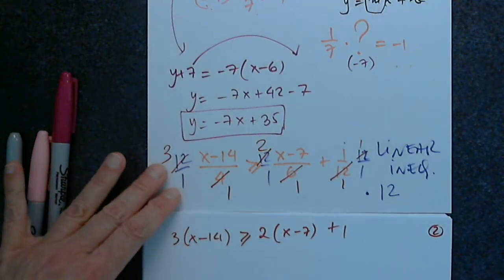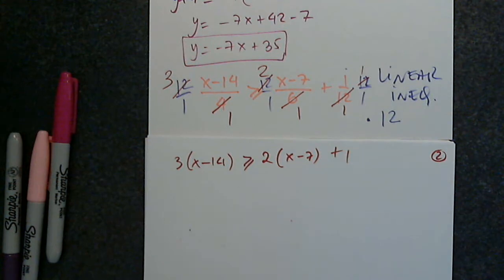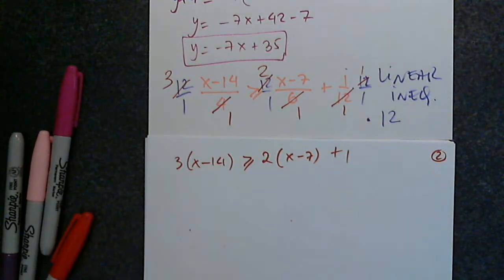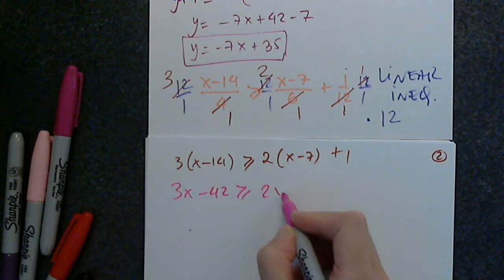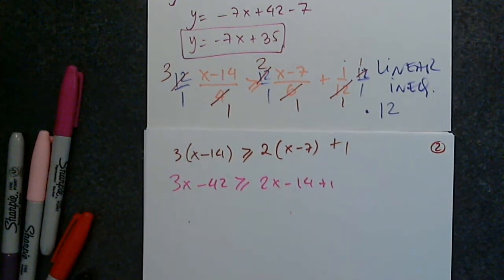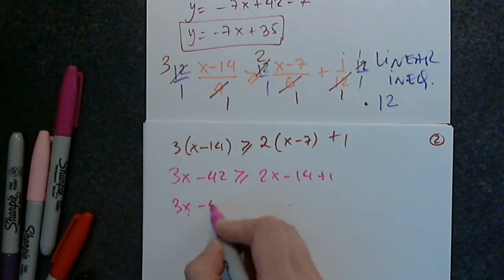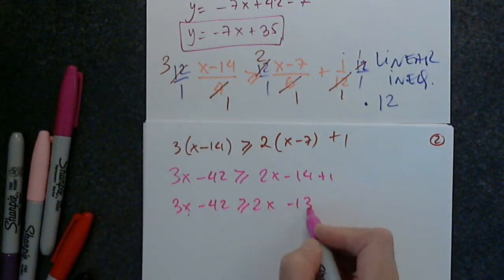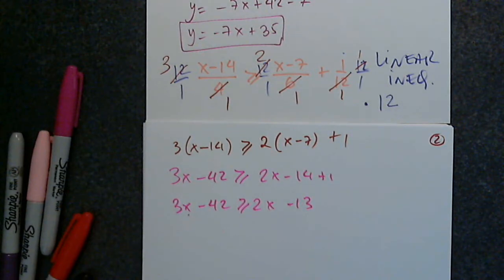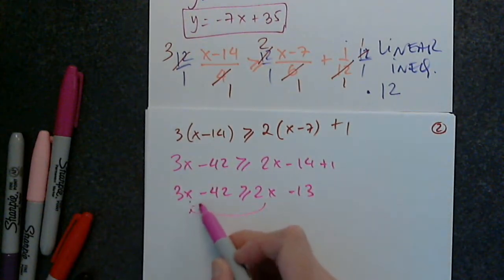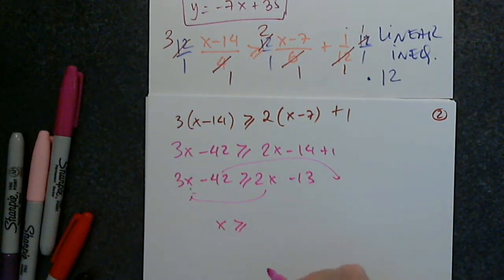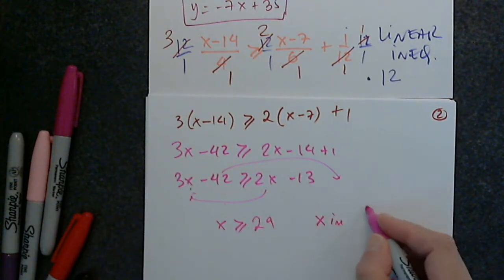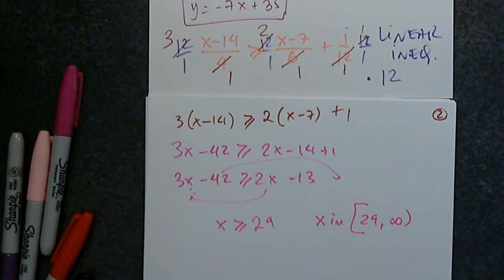Is this okay so far? Now can anyone guide me? 3x minus 42, right. So 3x minus 42 is greater than or equal to 2x minus 14 plus 1. I will combine like terms. You know that I prefer to keep the variable on the left. You don't have to, that's just my habit. You create your own, whatever works for you. So then x is greater than or equal to, I think it's 29. In interval notation, I will write x in the interval 29 to infinity.